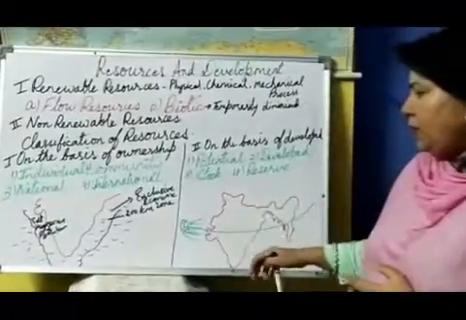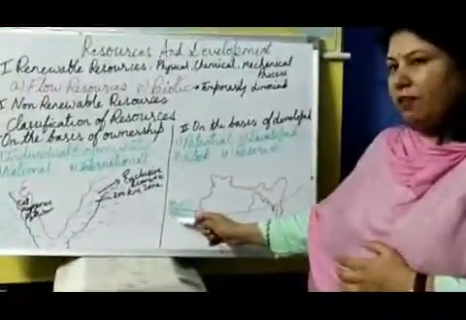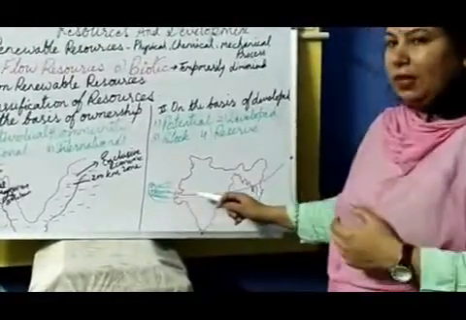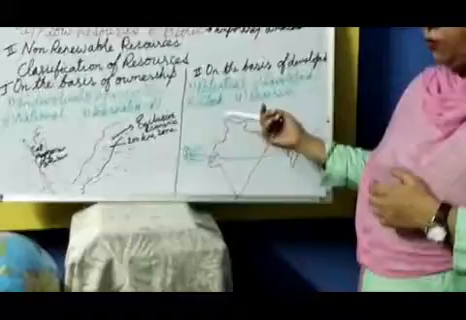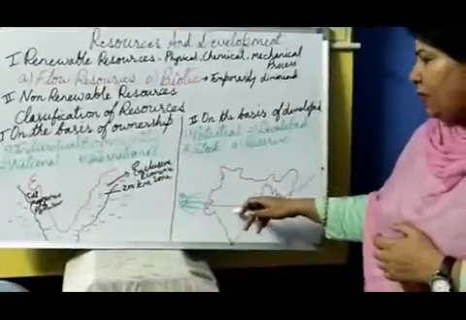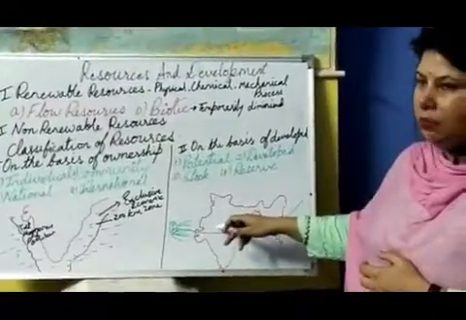Here is the example, like sun. Bharat is blessed with a good amount of solar energy as we are lying in tropical and subtropical areas, so a good amount of solar energy is available. So we have the potentiality to develop solar energy, but we are not doing that.